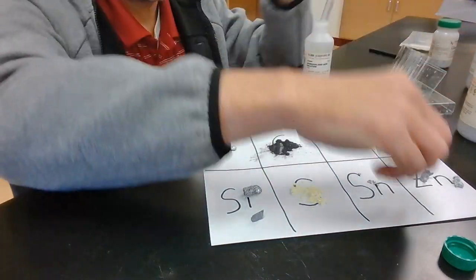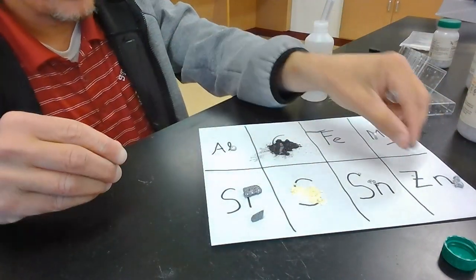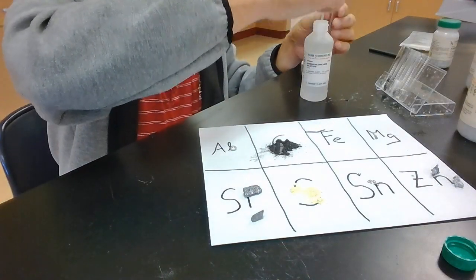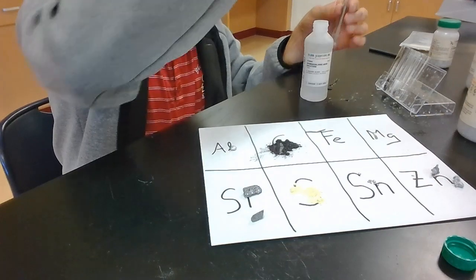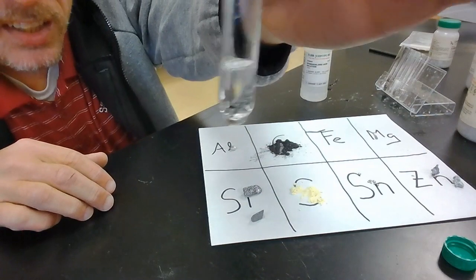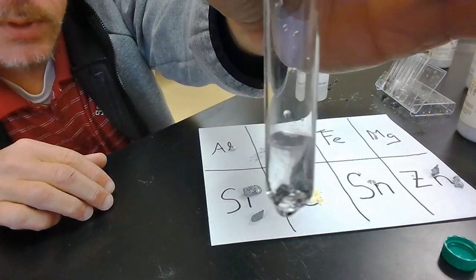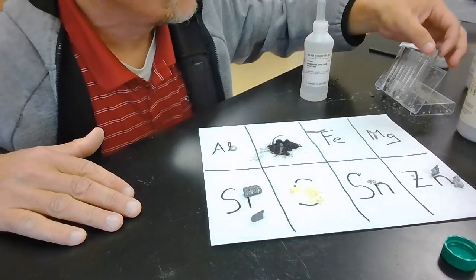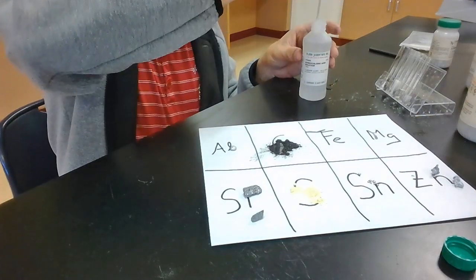And finally we get a piece of zinc. Zinc is probably too big to go in the test tube, so I'm going to put a little piece in. You can already see there's some bubbling going on there, not as much as the magnesium. So you can already see the magnesium and the zinc react with hydrochloric acid.